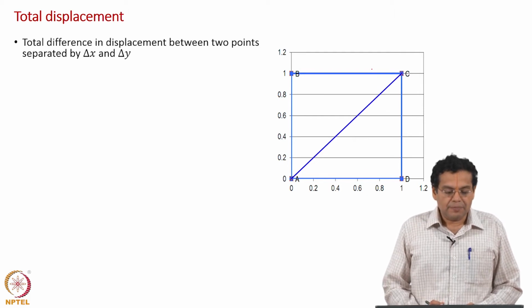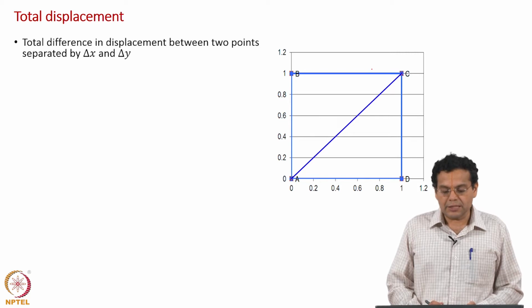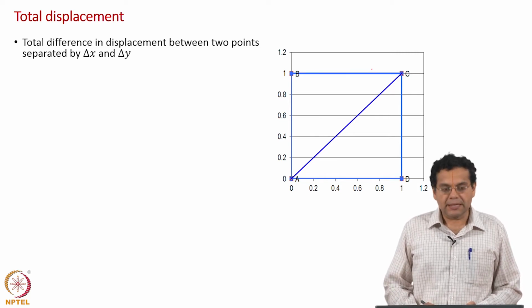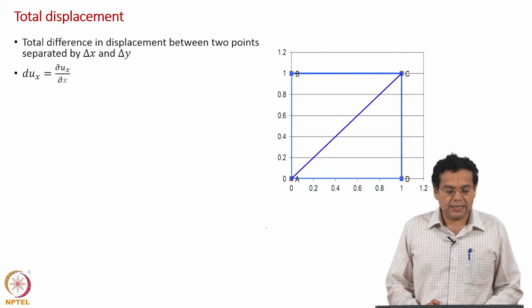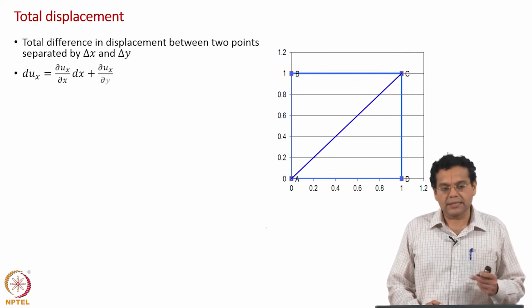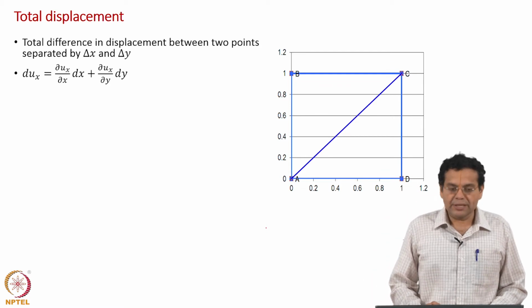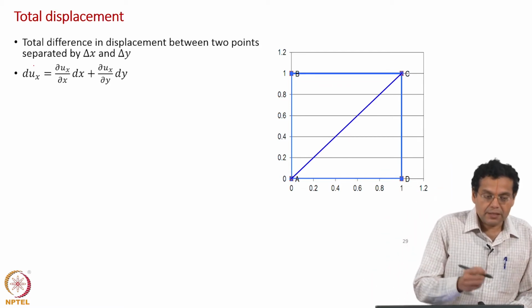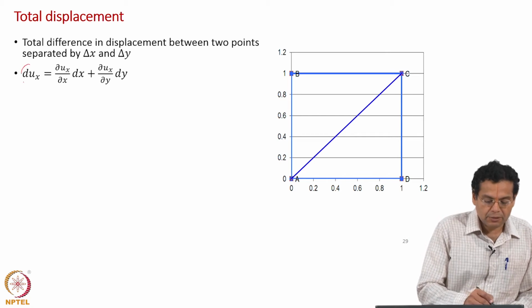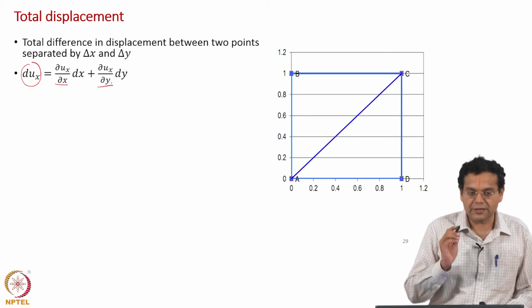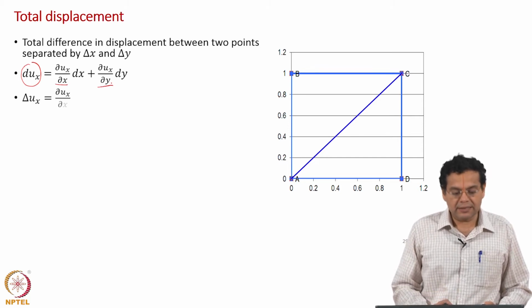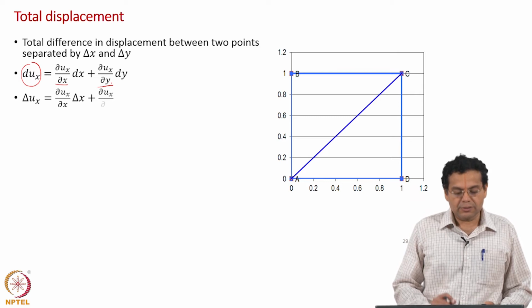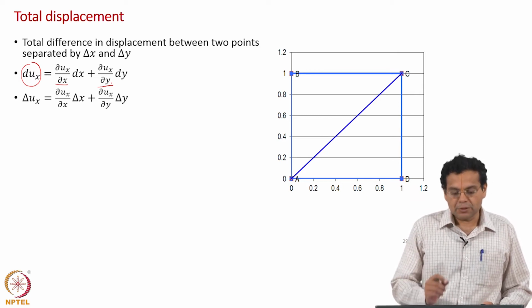Now, how do you write the total difference in displacement between 2 points separated by delta x, delta y? What are the points? Any 2 points in this plate. We write it as, in the x direction, du x as dou u x by dou x dx plus dou u x by dou y dy. This is using the first method where you express the total differential in terms of partial differentials. Now, I will write in terms of delta for easy understanding. So, delta u x equals dou u x by dou x delta x plus dou u x by dou y delta y.